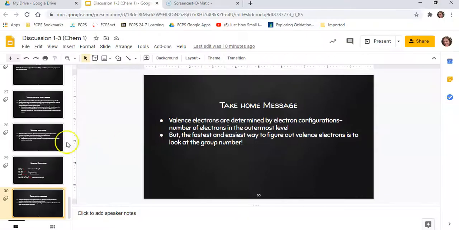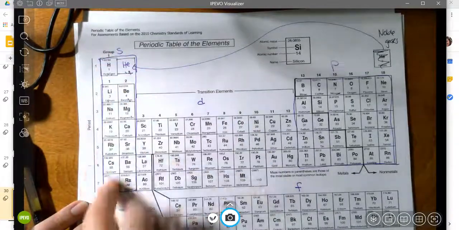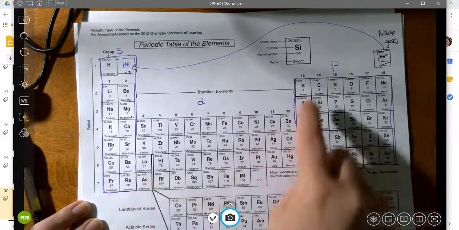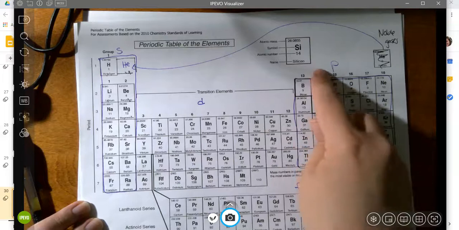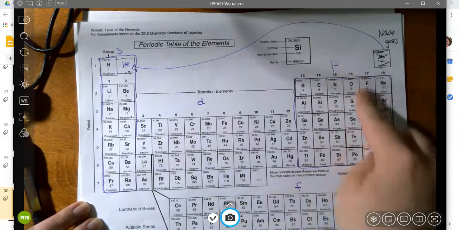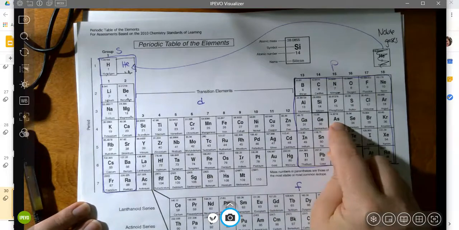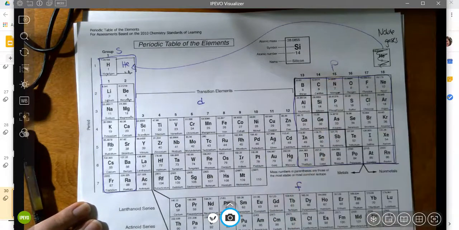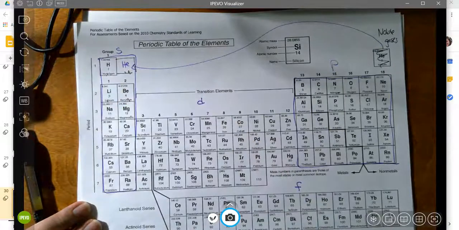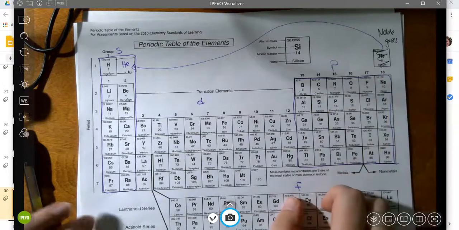So everything in group 1 has 1 valence electron. Everything in group 2 has 2 valence electrons. Group 13 has 3, 14 has 4, 15 has 5, 16 has 6, 17 has 7, and 18 has 8. So, how many valence electrons does arsenic have? Well, it's in group 15, so it has 5. How many valence electrons does rubidium have? Well, it's in group 1, so it has 1. How many does xenon have? It's in group 18, so it has 8.